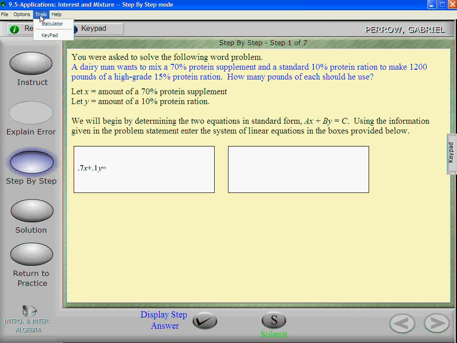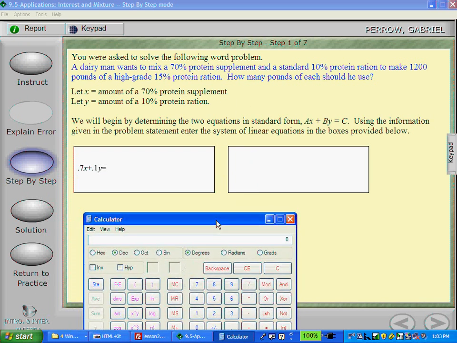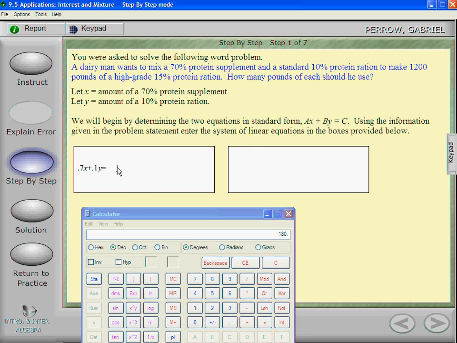So what I could do with my calculator is say 15%, which is 0.15, times 1,200, which should give me 180 pounds of pure protein in the total. Okay, so that's the first equation.